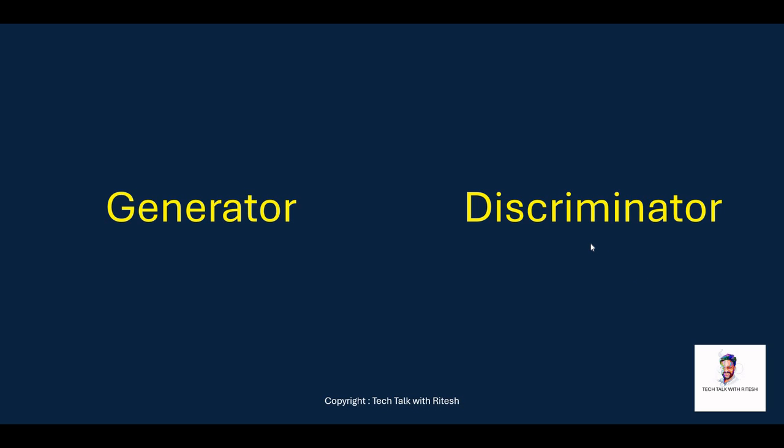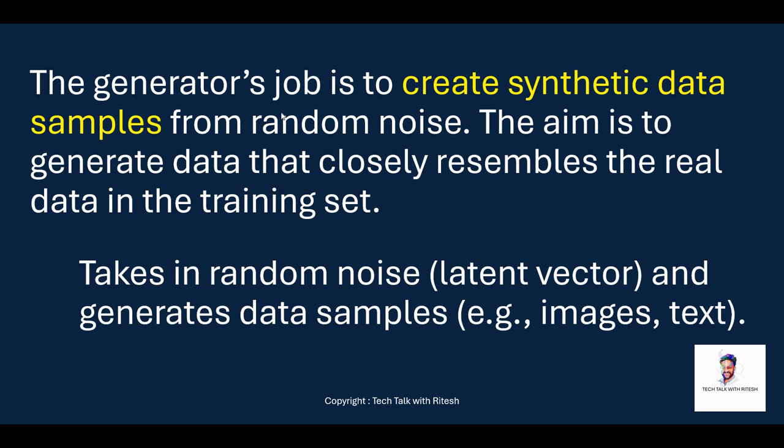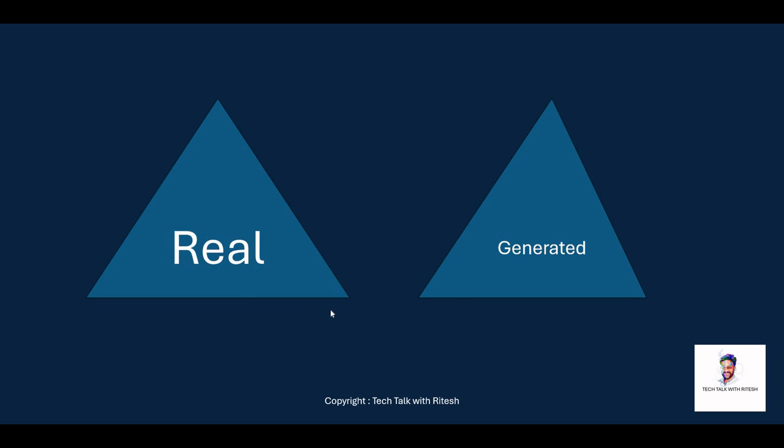Like I said, the generator and discriminator are the components. The generator's job is to create synthetic data samples from random noise. We'll see what random noise is. The aim is to generate data that closely resembles the real data in the training set. It takes in random noise, a latent factor, we'll see all these terms, and generates data samples, for example images and text. I have tried to present it in pictorial format, because our brain works in such a way that we understand pictures and they are easy to memorize.